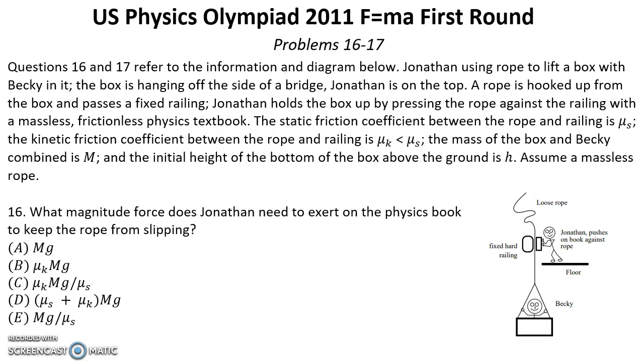Solution. To keep the rope from sliding, Jonathan must create a force of friction equal exactly to mg. So that's the equation. Force of friction equals mg. But the maximum force of friction equals mu static multiplied by the force which Jonathan can apply to press the rope. So that will be this expression. So from these two expressions we can find that the force exerted by Jonathan on the physics book must be equal to mg over mu static, which is answer E.